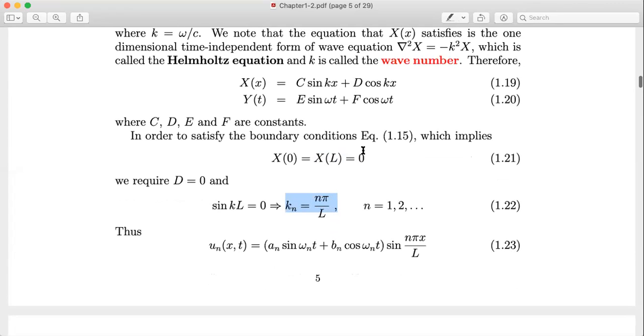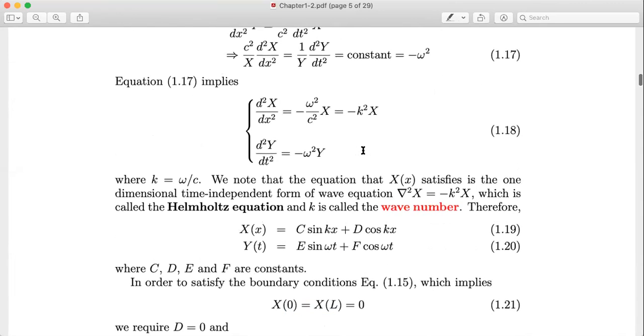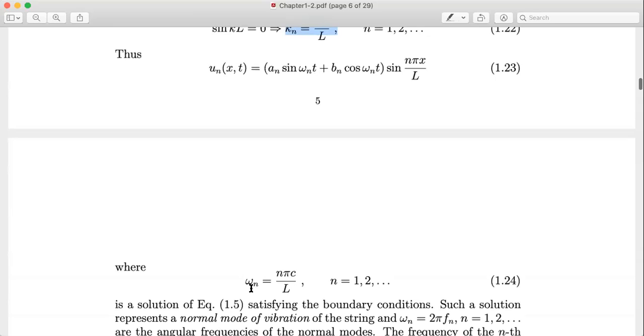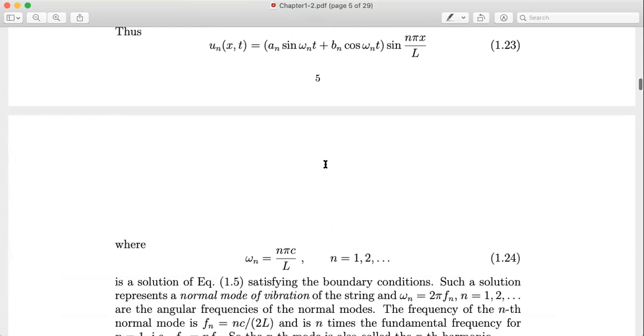It will also fix the omega, the frequency of this vibration, because K equals omega over C, so omega is K times C. And so omega is K times C, so it's n pi over L times C. Okay, n pi over L, so it's n pi C over L.